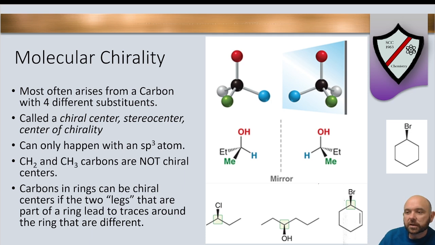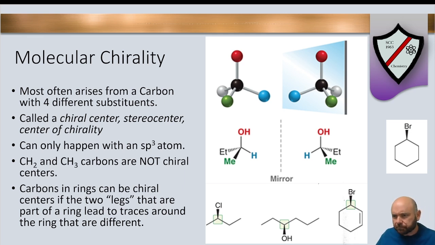So when you're trying to identify a center of chirality, you're looking for a carbon that has all single bonds and has 4 different substituents to those single bonds. That means you can automatically discount any CH2 groups or CH3 groups. Those are always not chiral centers because they have 2 hydrogens or 3 hydrogens respectively, so they don't have 4 different substituents. Carbons in rings can be chiral centers if the 2 legs that are part of that ring trace around the ring differently. So you can see some examples that we have in the boxes here.